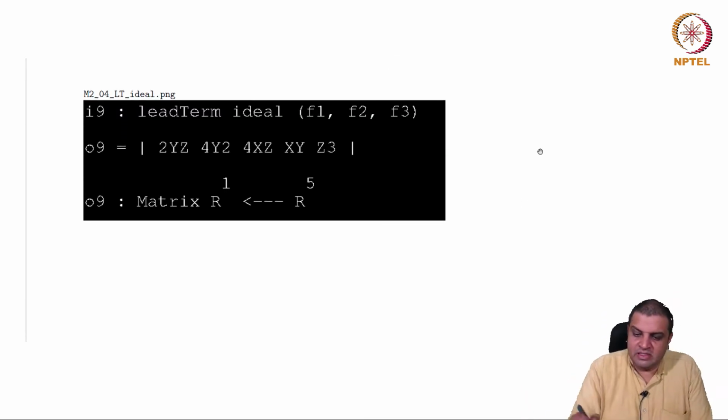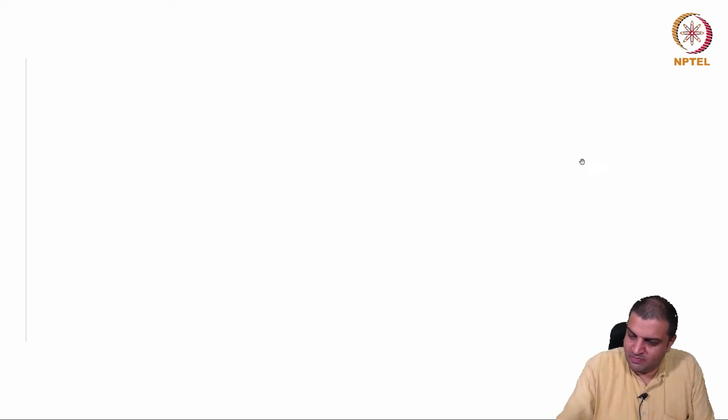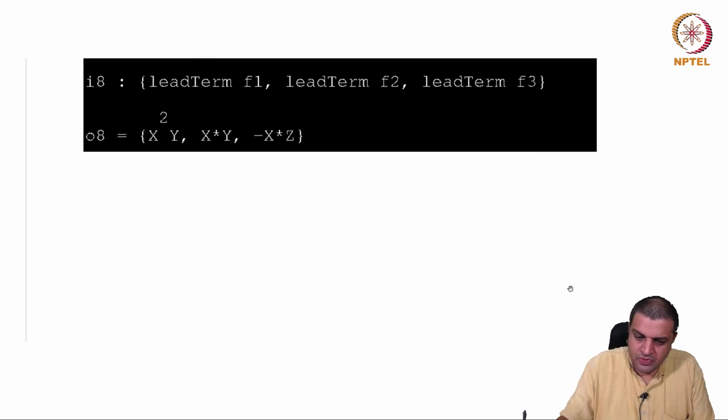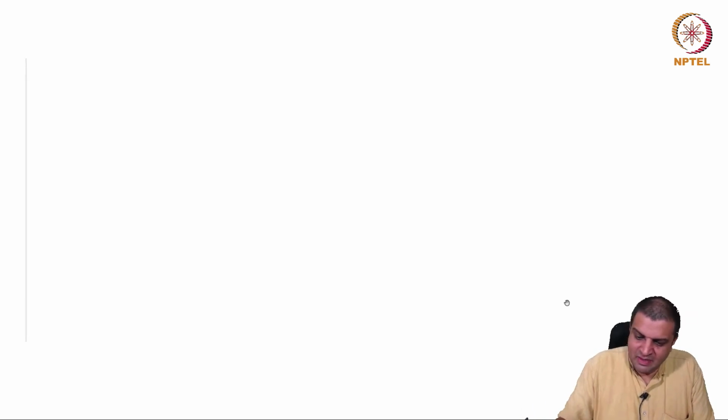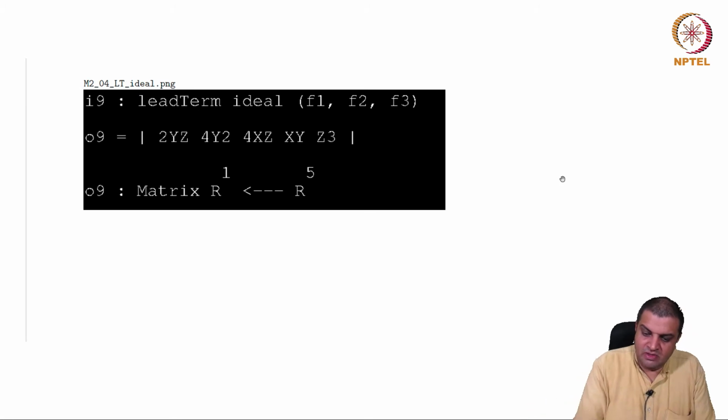So if you look at the ideal generated by them and ask for its initial ideal, then suddenly we see that there are more than 3 things here, because there was an x squared y, xy and xz. But now we see, okay, there is an xy, but there is no x squared y, and then there is an xz, but then there are 3 other things which are new, which we did not know.